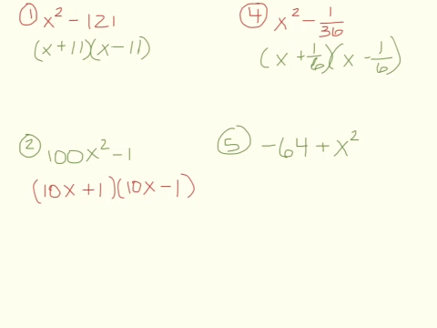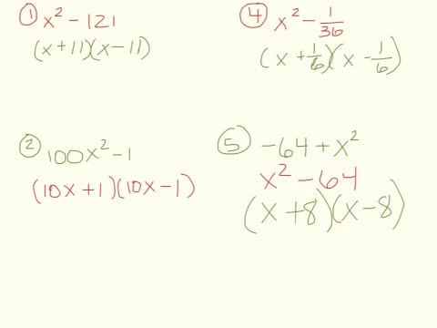And then on number 5, I need to change this around so that I've got x squared minus 64. And again, those are two perfect squares. So I want to factor this into x plus 8 and x minus 8, because 8 times 8 is 64, and 8 minus 8 is 0.